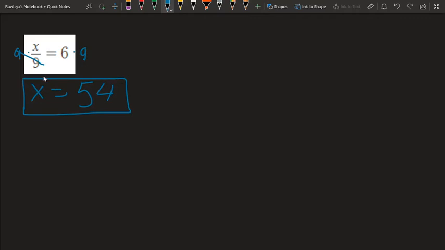You have to use it to cancel out whatever x is being divided by, and then you'll get what x is equal to. So now that we've learned how to use the multiplication operation to solve for x in equations, let's move on to how to use the division operation.